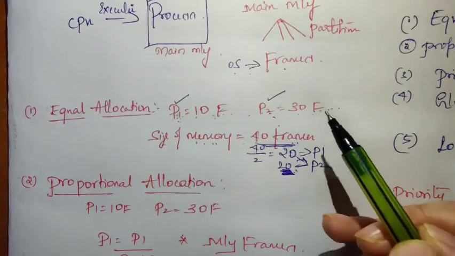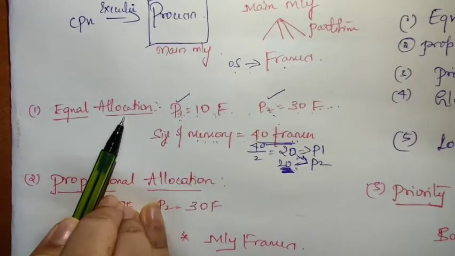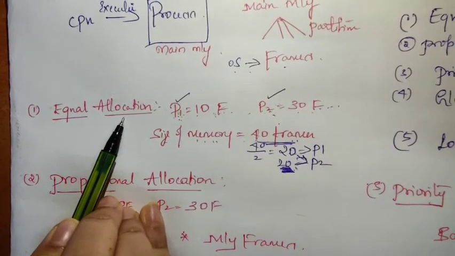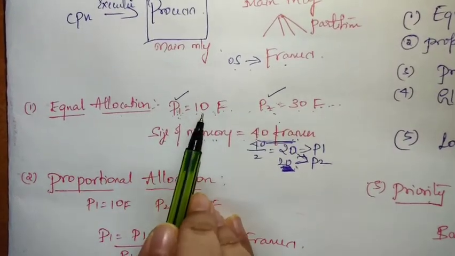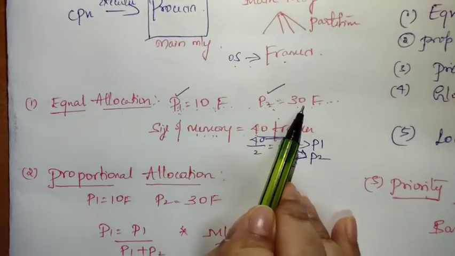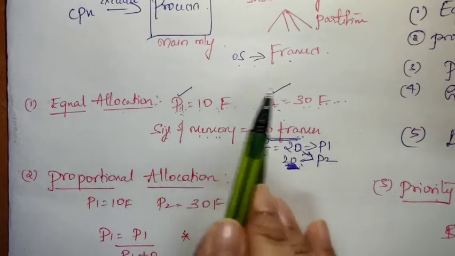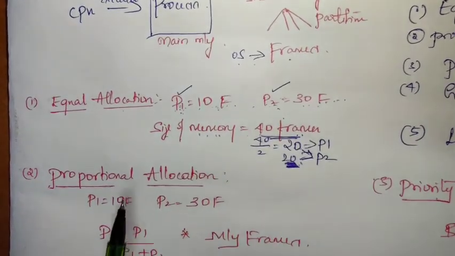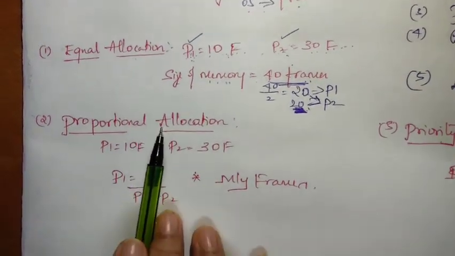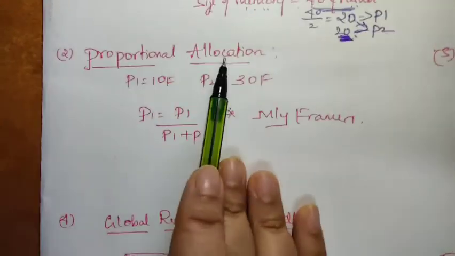So the disadvantage of equal allocation is that we are unnecessarily wasting 10 frames of memory, as well as we need 10 frames of memory extra. In order to solve this problem, the proportional allocation method is used. So the second method is proportional allocation.